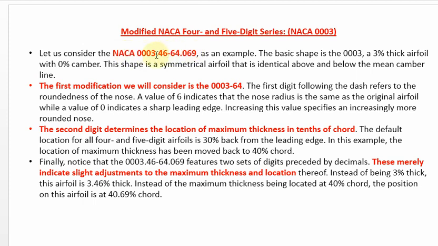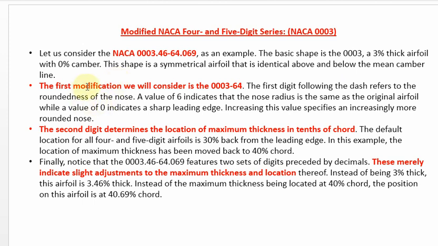Originally it is only for the 4 digits. So after the 4 digits, .46 and -64.069, we are making a modification. Why are they making the modification? We will discuss one by one. Let us consider the NACA 0003.46-64.069 as an example. The basic shape of the 0003 is a 3% thick airfoil with 0% camber. This shape is a symmetrical airfoil, identical above and below the main camber line.